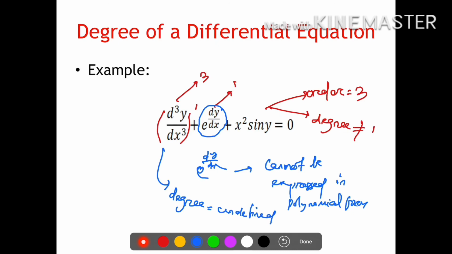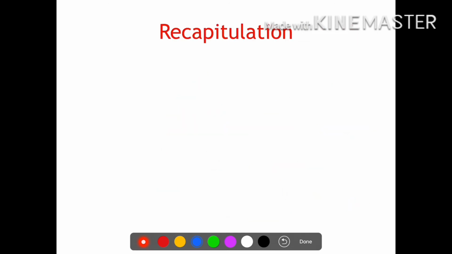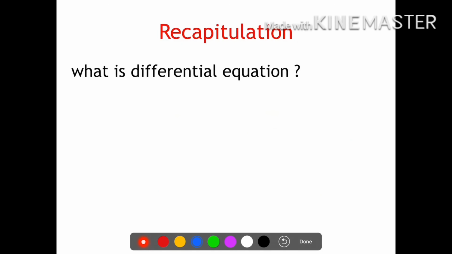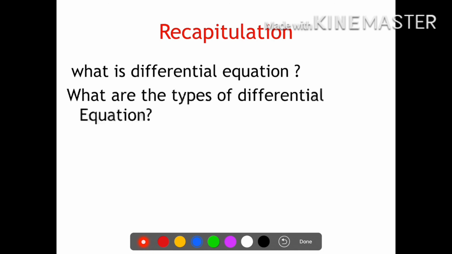Okay, hope you understood the concepts of order and degree. Let us remember what we understood today. First, we know what a differential equation is. A differential equation means an equation involving derivatives. What are the types of differential equation? We know differential equations are of two types, ordinary differential equation and partial differential equation. For an ordinary differential equation, ordinary derivatives should be involved. For a partial differential equation, partial derivatives should be involved.